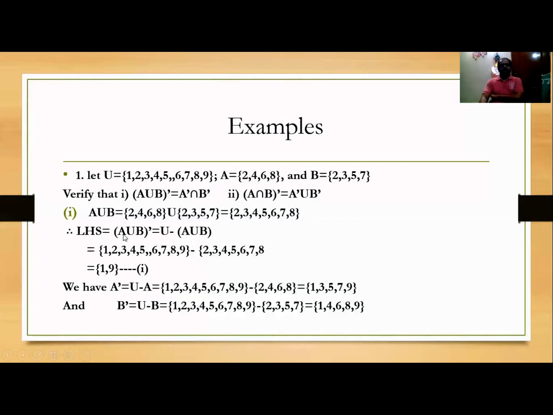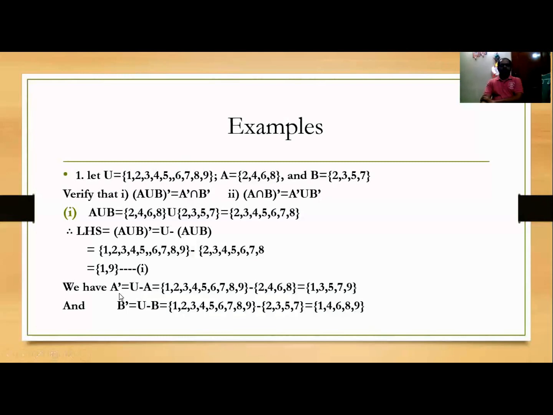That gives us A union B complement, which is the LHS of the first result. Now let's find the RHS. What is the RHS we have? RHS is the intersection of A dash and B dash, that is the complements of A and B. So first we need to find the complements of A and B respectively.